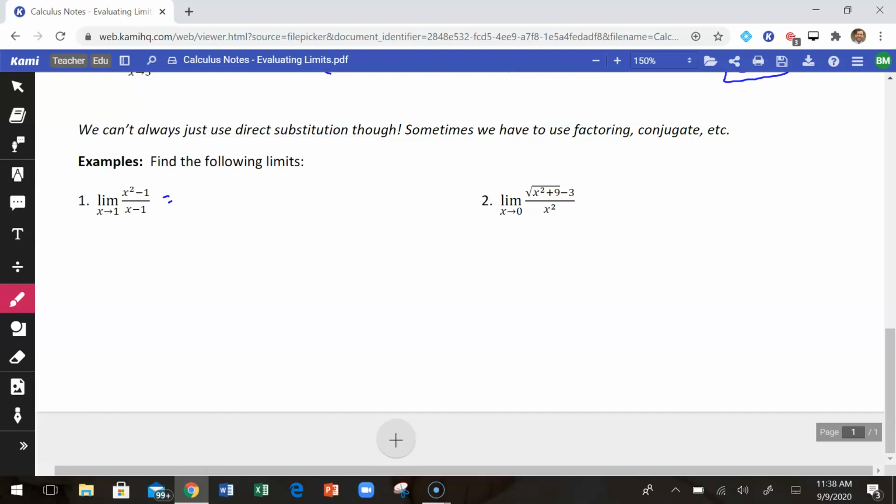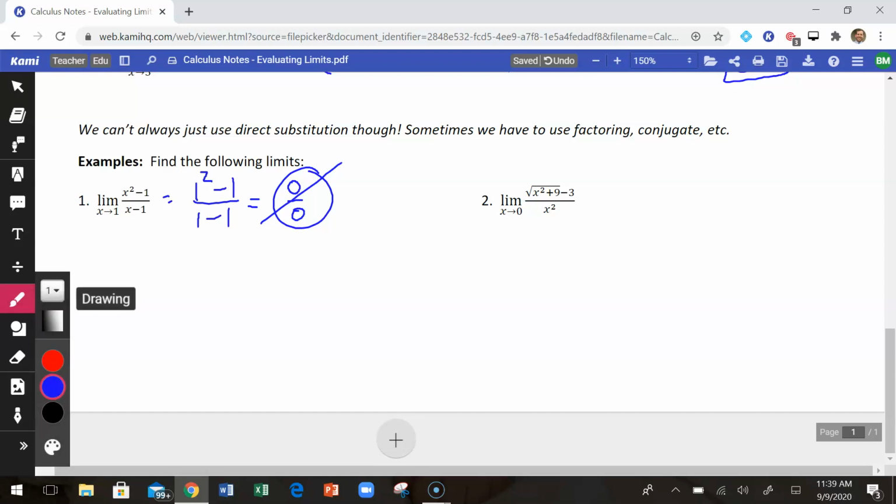If I try using direct substitution on this first one, if I plug in 1, I get 1 squared minus 1 over 1 minus 1, which would give me 0 over 0. And that is a problem. Okay, I can't have 0 on the bottom. It doesn't work. So I can't just use direct substitution here. So what I'm going to do is use some algebra techniques again to help me with this.